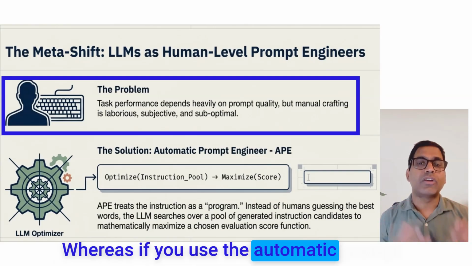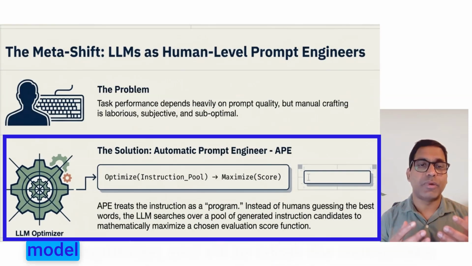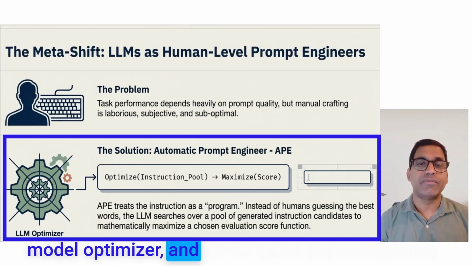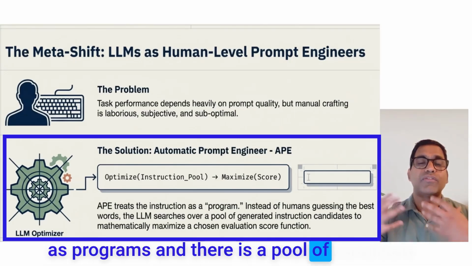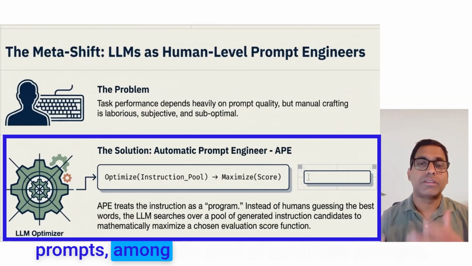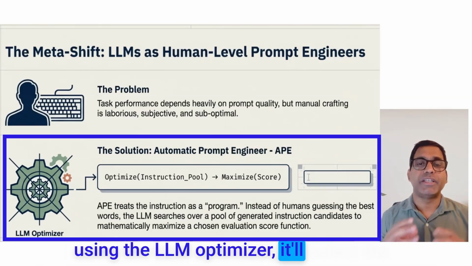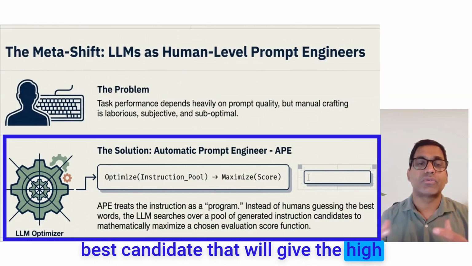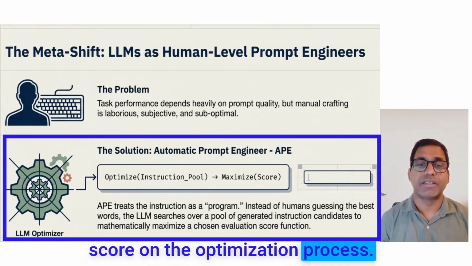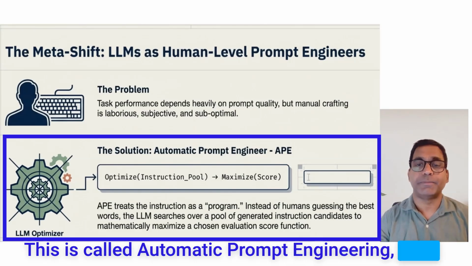Whereas if you use the automatic prompt engineering process, it has a large language model optimizer, and it takes the instructions as programs, and there is a pool of candidate prompts. Among the pool of candidate prompts, using the LLM optimizer, it will select the best candidate that will give the high score on the optimization process. This is called automatic prompt engineering, APE.